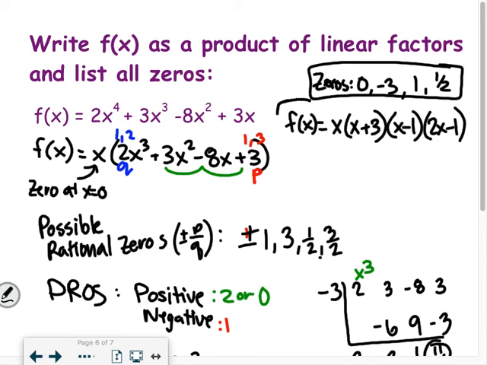Does anybody have any questions, concerns? Sometimes Descartes' rule of signs is amazing and helpful, and other times it might not give you that much information and it's all still just guess and check.